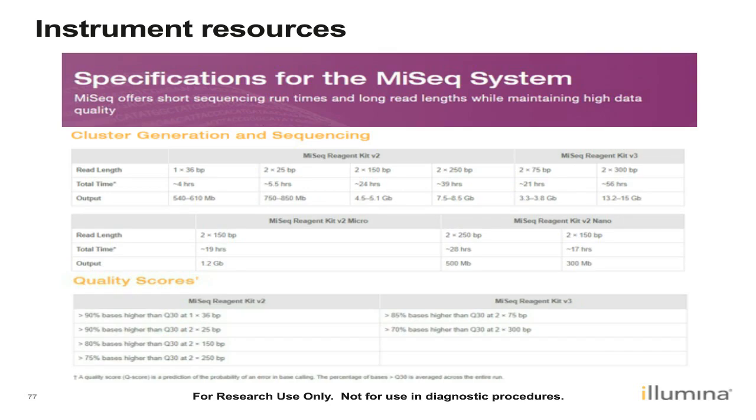The specifications here are the values we want to use to evaluate run performance. We have information on the output we can expect, as well as the data quality. The Q30 metric is how we measure quality.